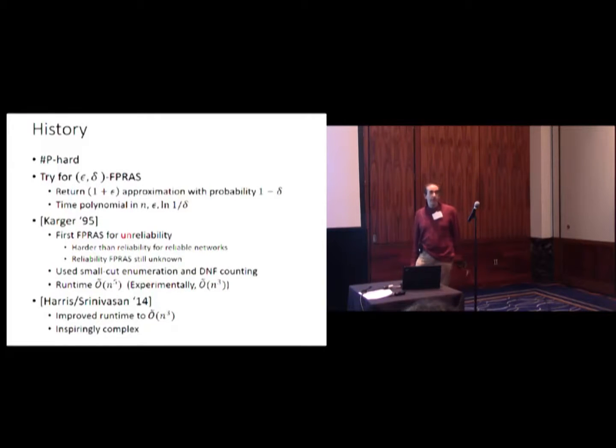This first algorithm used some observations that only small cuts matter in the estimation of network reliability. It enumerated those small cuts, of which it showed there weren't too many, and then used DNF counting to estimate the probability that one of those cuts would fail. The runtime of that algorithm was roughly n to the fifth, although when we implemented it experimentally, it seemed to show an order n cubed runtime.